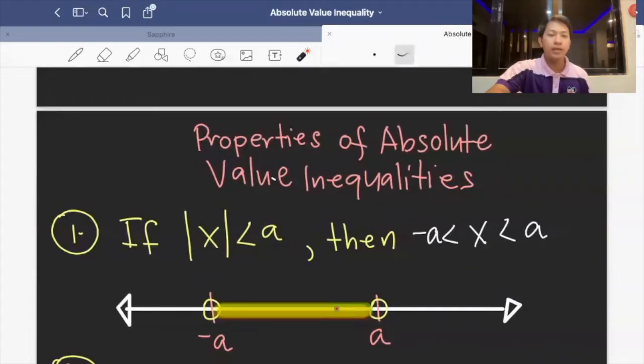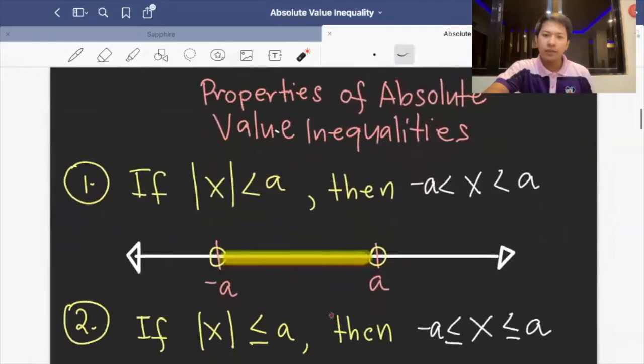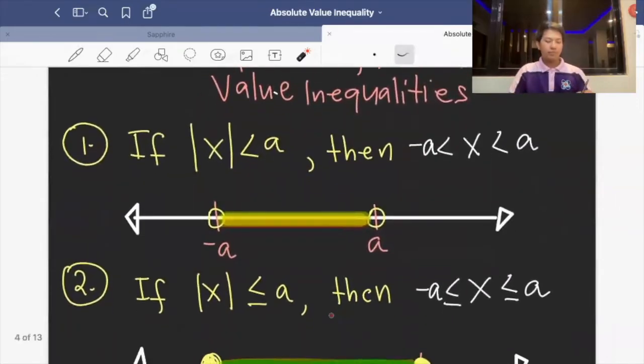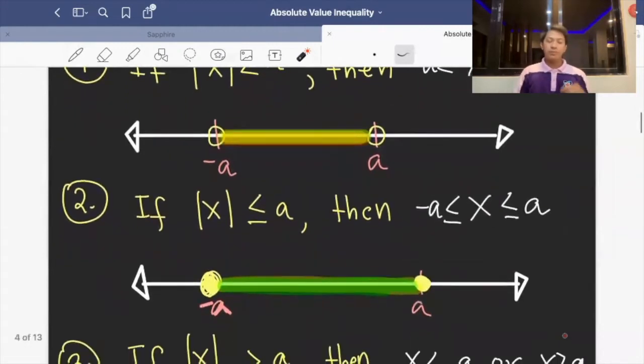That's property number 1. Property number 2 is kind of similar to property number 1, but this one is less than or equal to a. So if absolute value of x is less than or equal to a, then x is greater than or equal to -a, but less than or equal to a. So if number 1 is hollow, in this case, property number 2 is solid. It's shaded here, from -a to a.